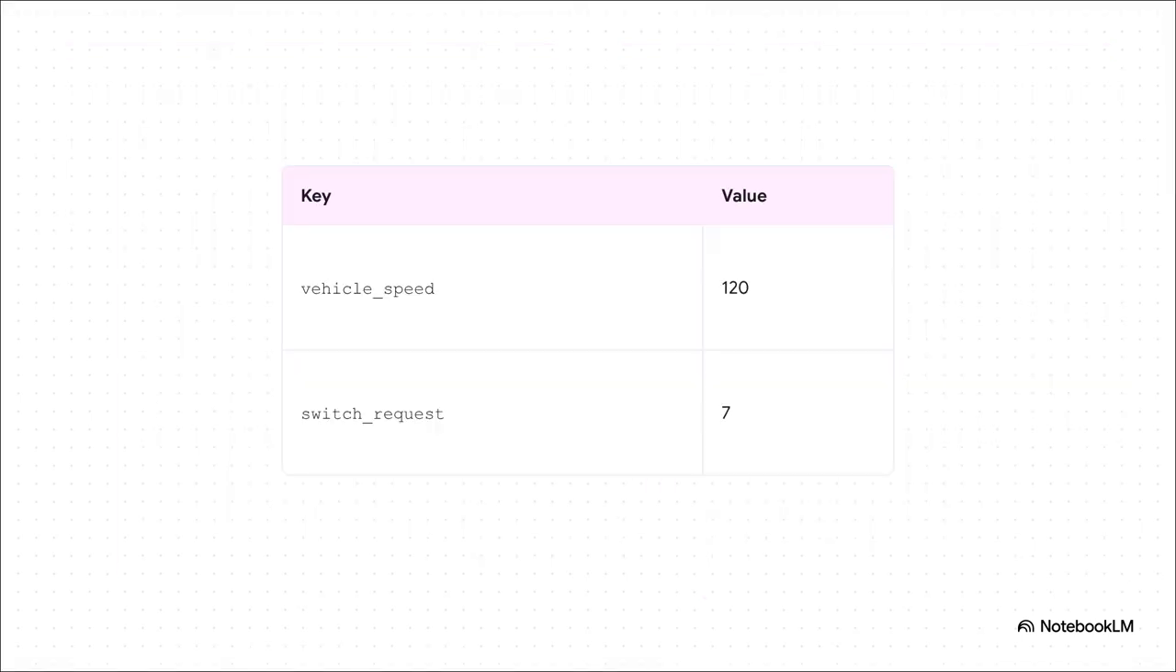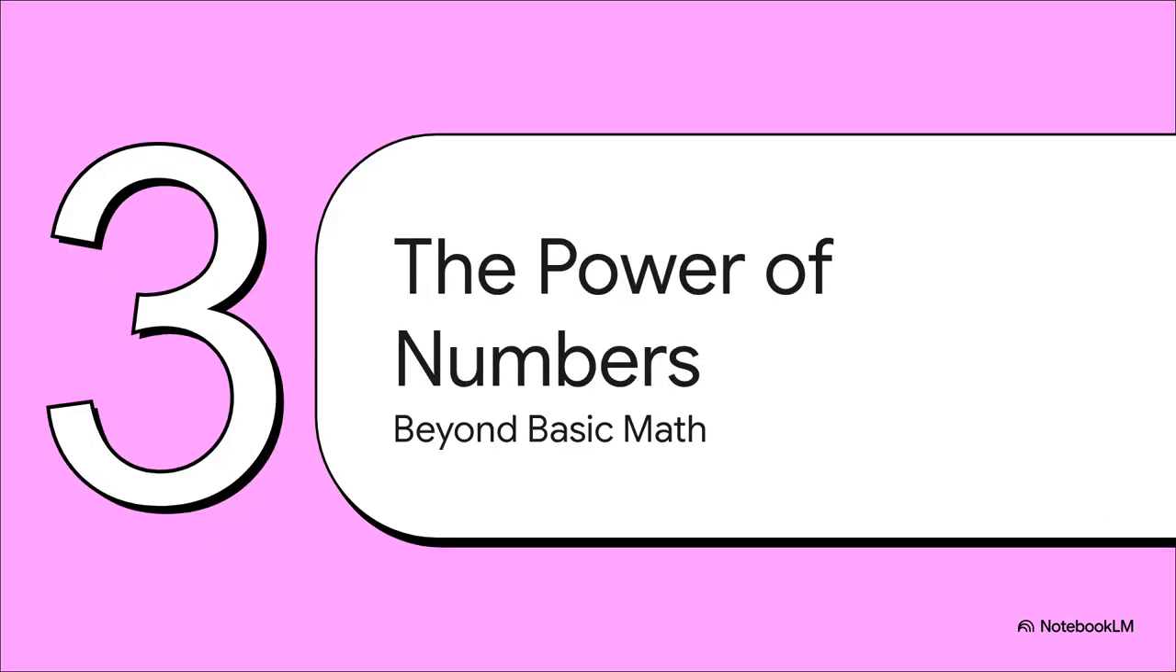And then we have dictionaries. Instead of storing things in a neat line, you store them as key-value pairs. It works just like a real dictionary. You have a word, the key, and you look it up to find its definition, the value. So here, the label vehicle speed points right to the number 120. It's a super fast way to get data when you know its name. We've seen how Python can organize groups of data. But to actually simulate a car's speed, we need to zoom in on one of the most fundamental objects of all, numbers, to see just how powerful these simple building blocks really are.